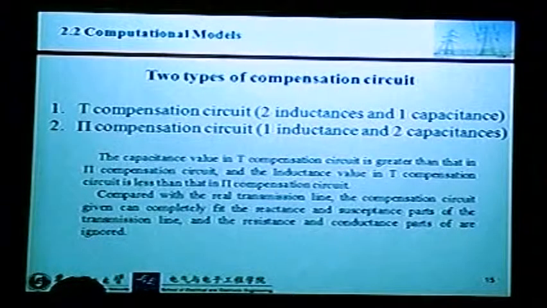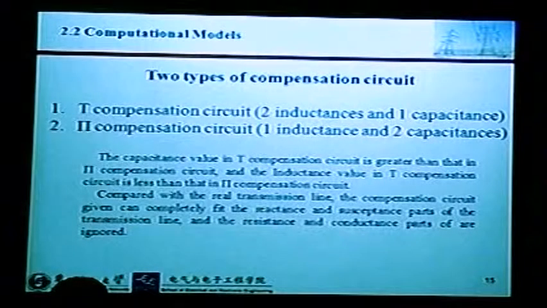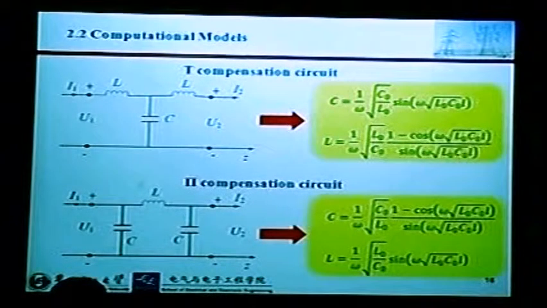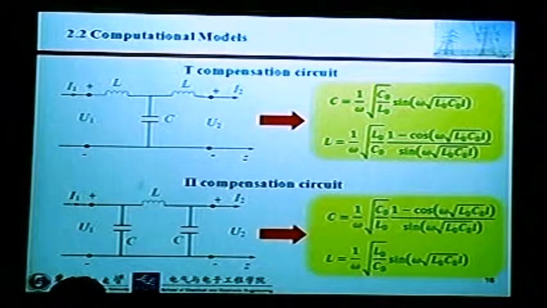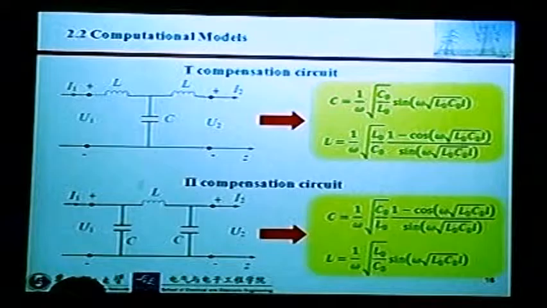There are two types of compensation circuit. One is the T-type compensation circuit, with two inductances and one capacitance. The other is the pi-type compensation circuit, with one inductance and two capacitances. The capacitance value in the T-type compensation circuit is greater than that in the pi-type, and the inductance value in the T-type is less than that in the pi-type. Compared with the real transmission line, the compensation circuit can completely fit the reactance and susceptance parts of the transmission line, and the resistance and conductance parts of the line are ignored. Here are the capacitance and the inductance for the T and pi compensation circuits.